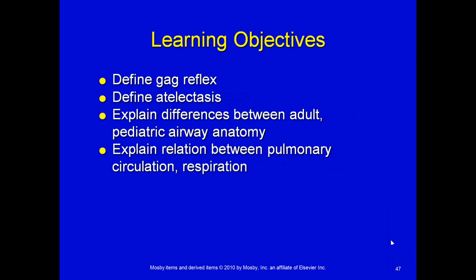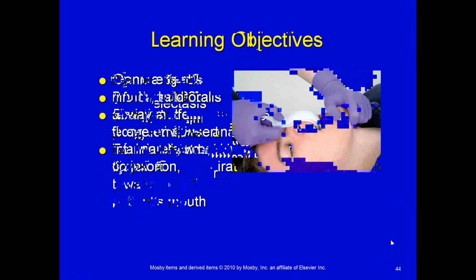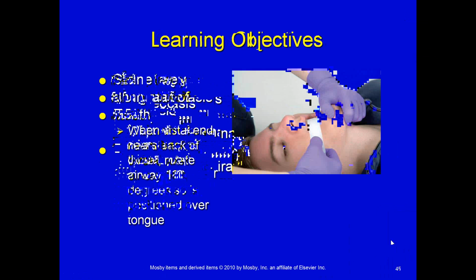Here they're showing you how to size for the OPA, and you'll do this in the lab as well: how to insert it upside down, turn it sideways, push it to the base of the tongue, that sort of thing, so that the flange rests on the lips, and then confirm by ventilating the patient. Another method, particularly helpful in children, is to use a tongue depressor to hold the tongue out of the way, so you get a little better visualization of the glottic opening.